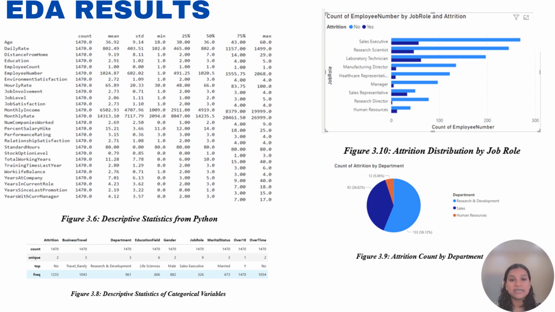The categorical summary reveals that most employees do not travel frequently and primarily work in the R&D and sales departments. The bar chart illustrates that sales executives and research scientists experience the highest attrition rates, while the pie chart shows that attrition is most prominent in research and development. These insights highlight patterns in job roles and department distribution that may contribute to employee turnover.